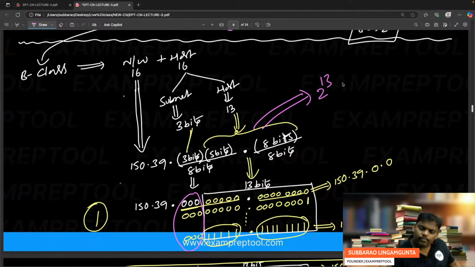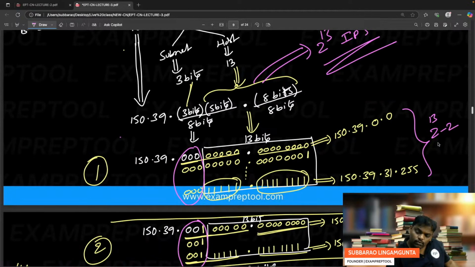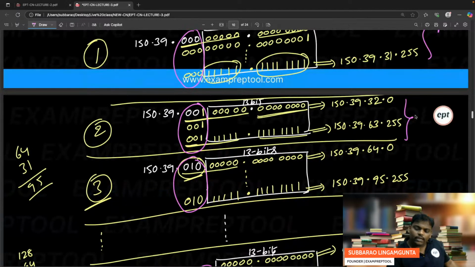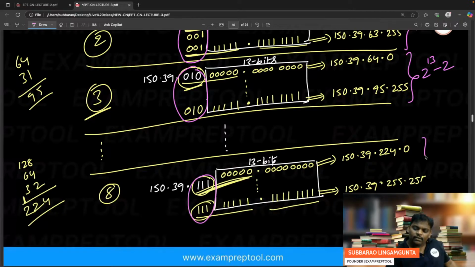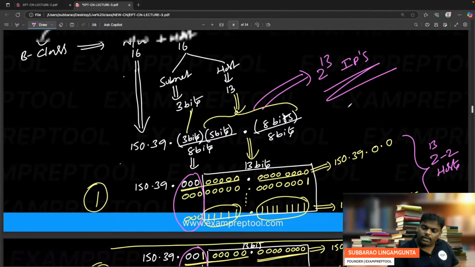Right, everyone contains 2 power 13. See, here 2 power 13, 13 bits. 2 power 13 minus 2 hosts, because 13 bits are for host purpose. This is also the same, 2 power 13 minus 2 hosts. This is also the same. Like that, every subnet contains 2 power 13 minus 2 hosts. Total IPs for one subnet, I am saying 2 power 13 IPs for one subnet.